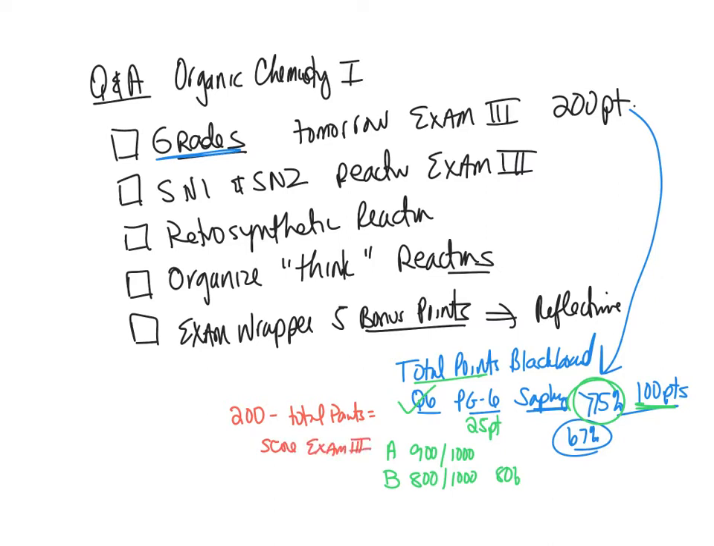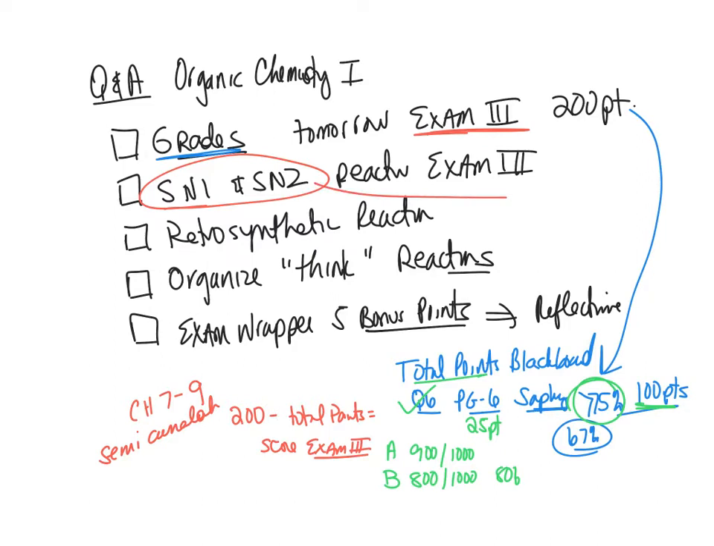Now, because we were online and organic chemistry is new, I did not make this a cumulative final. So exam 3 is over chapters 7 through 9. Now that is still semi-cumulative, meaning I will show you the SN1, SN2 reactions that you're going to see is to make elimination E1.